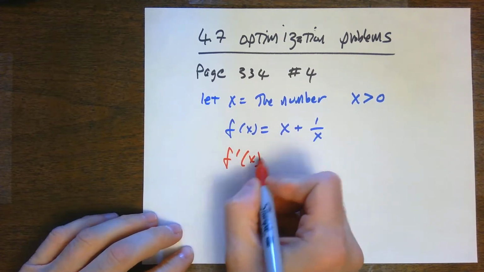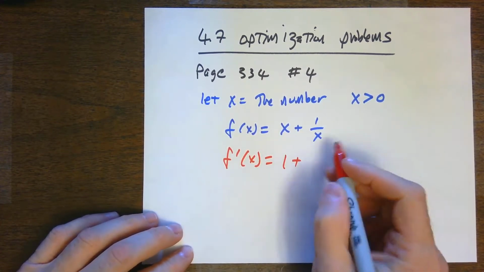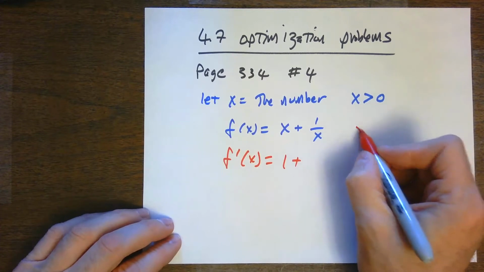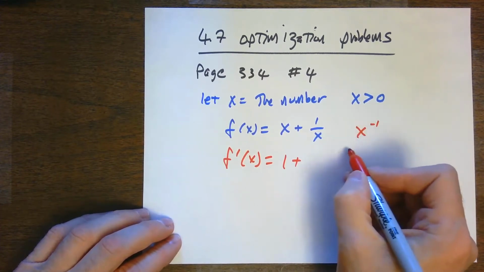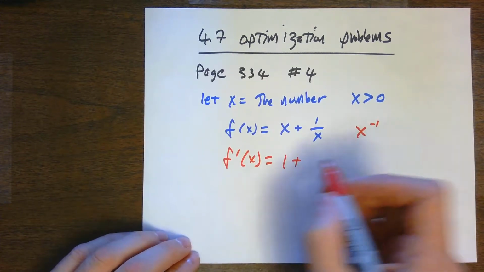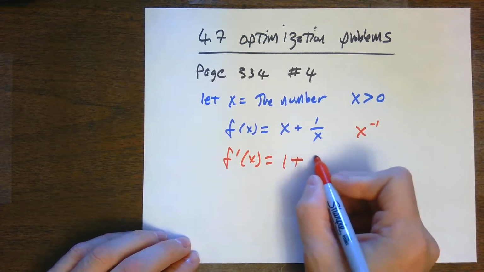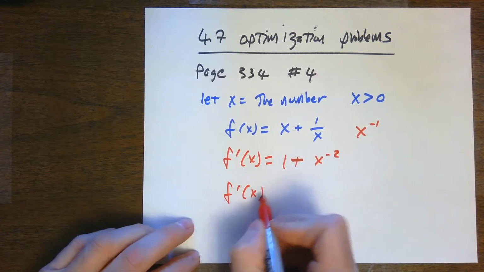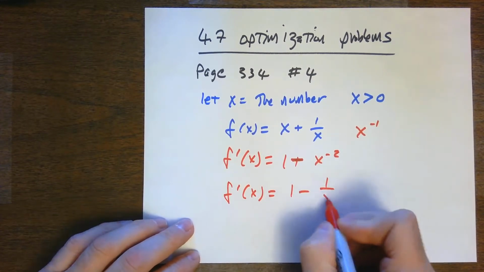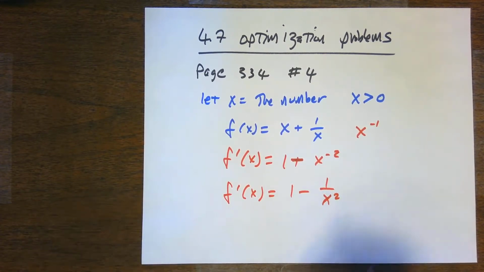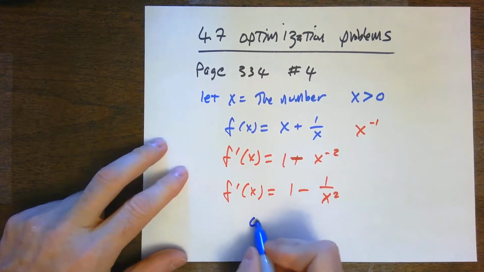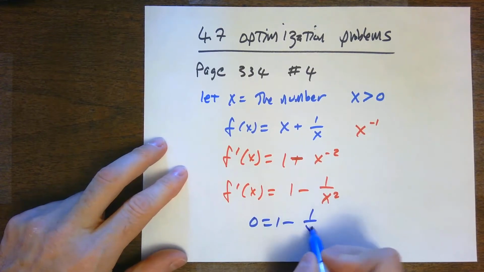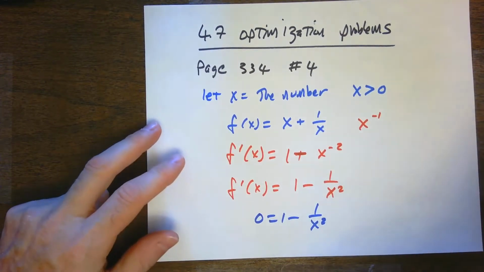So if I take the derivative, I'm switching up colors here. The derivative is going to be 1 plus, now remember, this is x to the negative 1. The derivative of that would be negative x to the negative 2, or 1 minus 1 over x squared. Now with the derivative, we're going to set it equal to 0 and solve. So 0 equals 1 minus 1 over x squared. I want to solve.